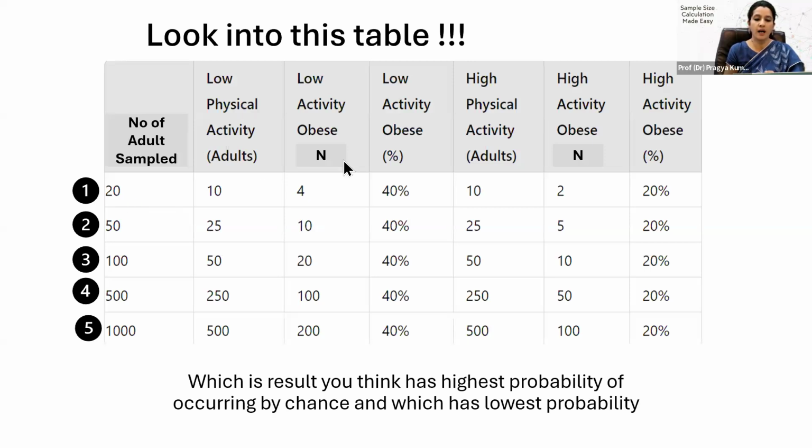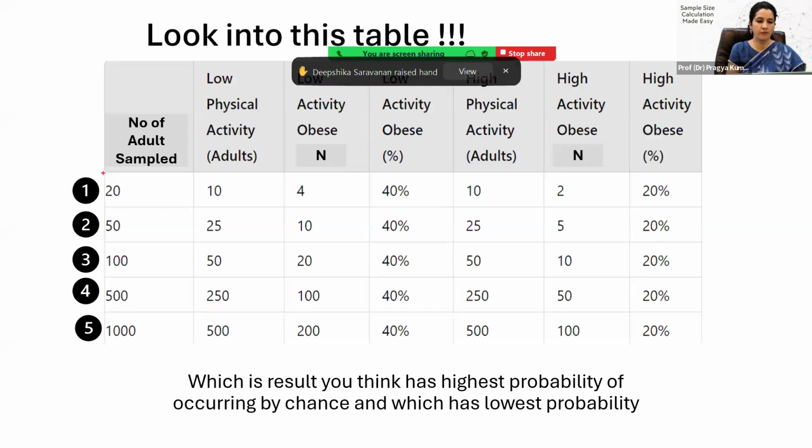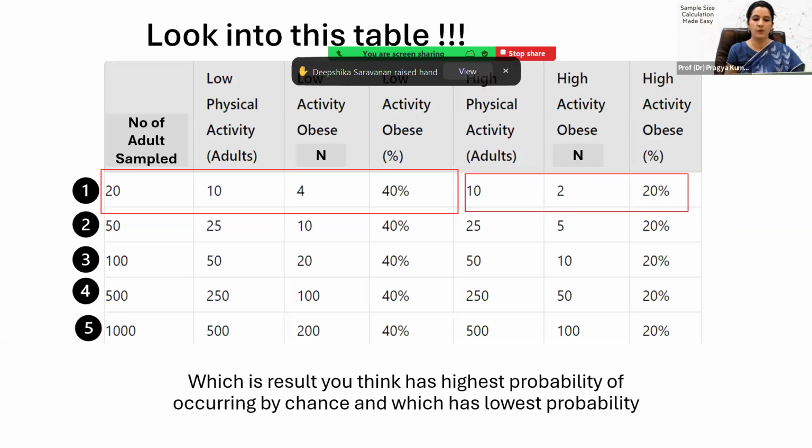Here you can see there are seven columns. The first column tells you the number of adults. So if I focus on this, what can you see here? That there are 20 adults which I have selected, 10 are having low physical activity, and 10 are having high or good physical activity. So out of 10, there are 4 individuals who are obese. So 40% are obese among those who are doing less physical activity, and here this percentage is 20%.